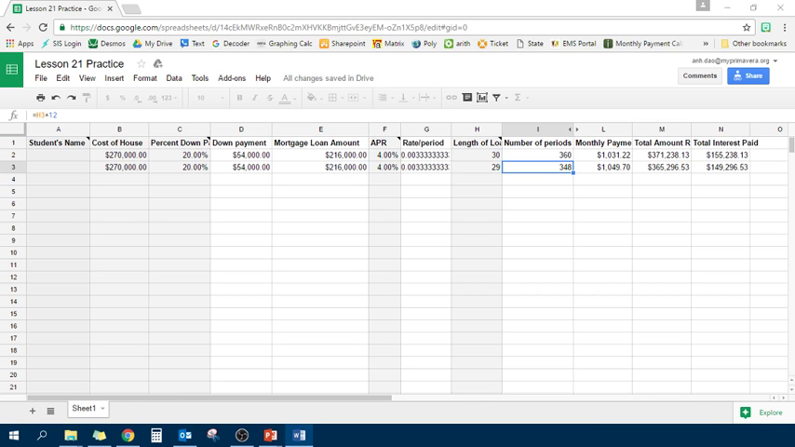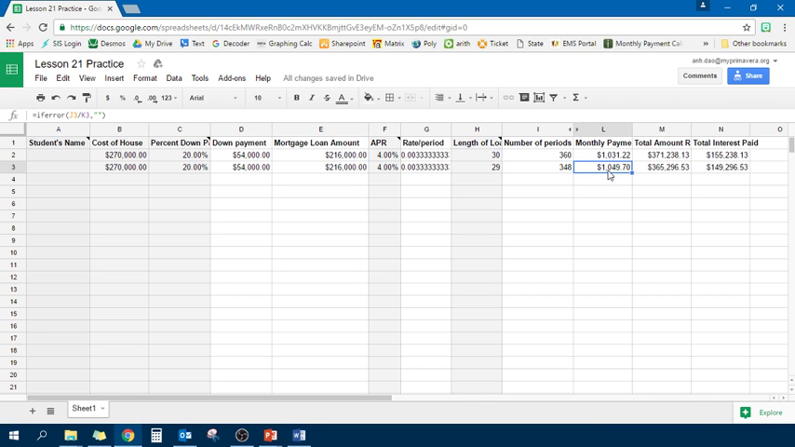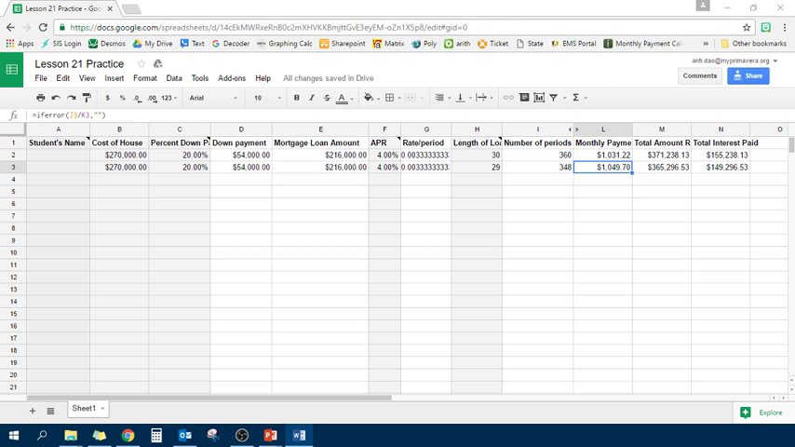So now we're paying every month $1,049.70. Since we're taking less time to pay, 29 versus 30 years, the monthly payment has to increase. Right now, we're paying an extra $18.48 per month just to pay the loan off in 29 years instead of 30 years. I want you to notice the total amount you have to pay in interest though.